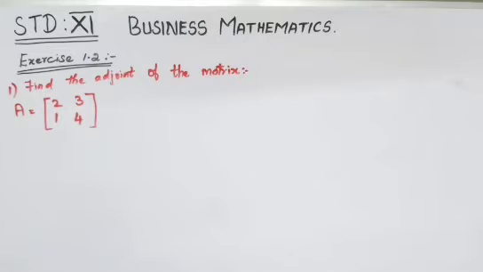Standard 11th Business Mathematics Exercise 1.2. First question. Find the adjoint of the matrix A, a 2 by 2 matrix. First row is 2, 3. Second row is 1, 4. So here a 2 by 2 matrix is given.